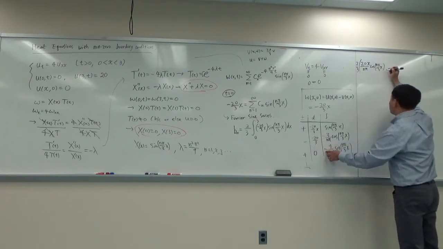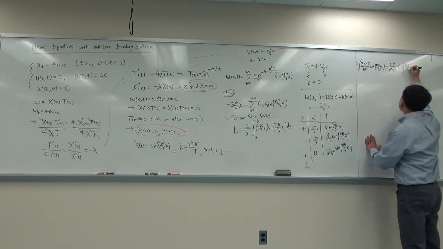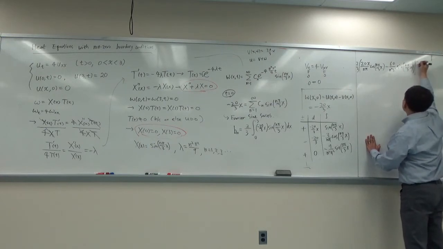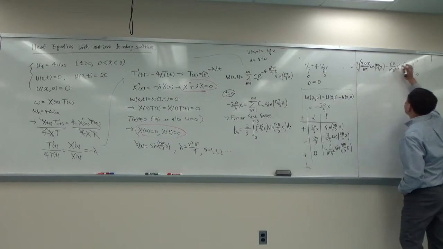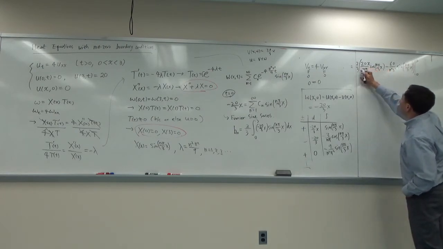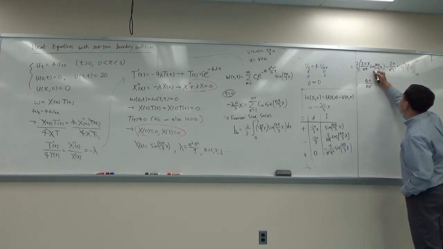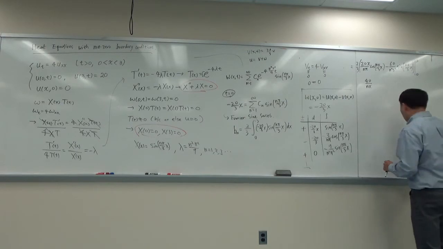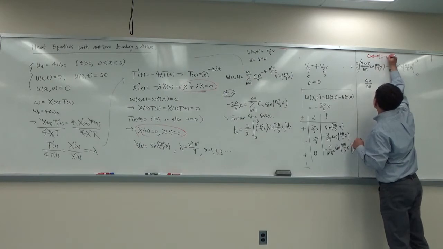Then minus will be minus. 9 over 3 is 3. 3 times 20 is 60, so it's minus 60 over n squared pi squared sine n pi over 3x. And you plug in 3 and 0. Now when you plug in 3, the 3 cancels, 2 times 20 is 40, so you get 40 over n pi. And cosine n pi is negative 1 to the nth power.